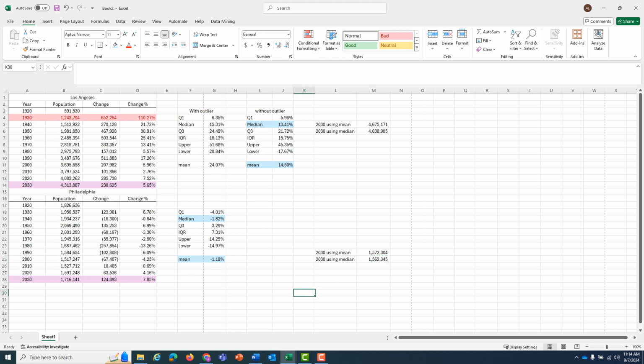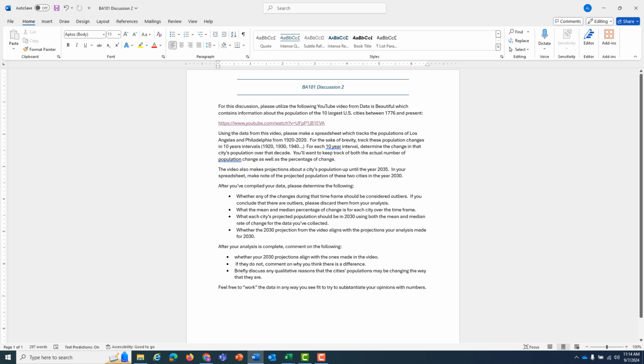So does that number make any sense with what we have going on over here? Well, they're projecting that Philadelphia's population is going to be 1.7 million. Both ways that we came about doing it, we're coming up with a substantially low number. So neither of our city's projections are lining up particularly well with what the video has. It's curious. Let's go back to our discussion over here.